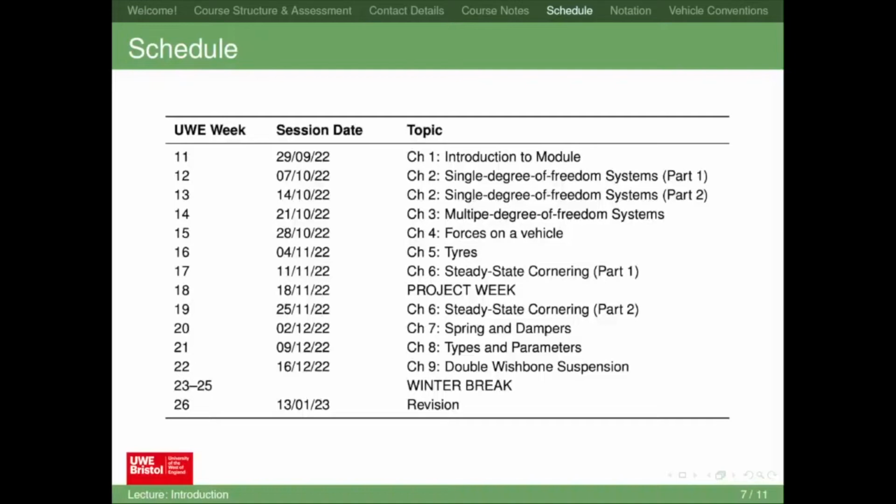After Project Week, Chapter 6, again, Part 2, springs and dampers, types and parameters, and the double wishbone suspension. Those dates are on the Fridays throughout the semester. And then after the winter break, we've got one more session on the Friday, which is going to be revision, because the week after that there'll be an assessment for you to do. That revision will cover previous topics.